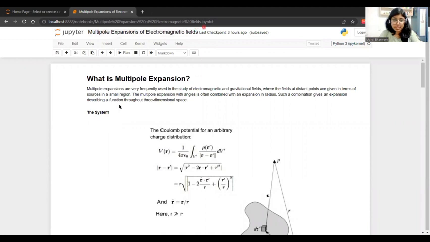The topic of our group is multipole expansions of electromagnetic fields. Now first, what is multipole expansion? In simple terms, we get the fields at distant points, which are given in terms of sources in a small region.